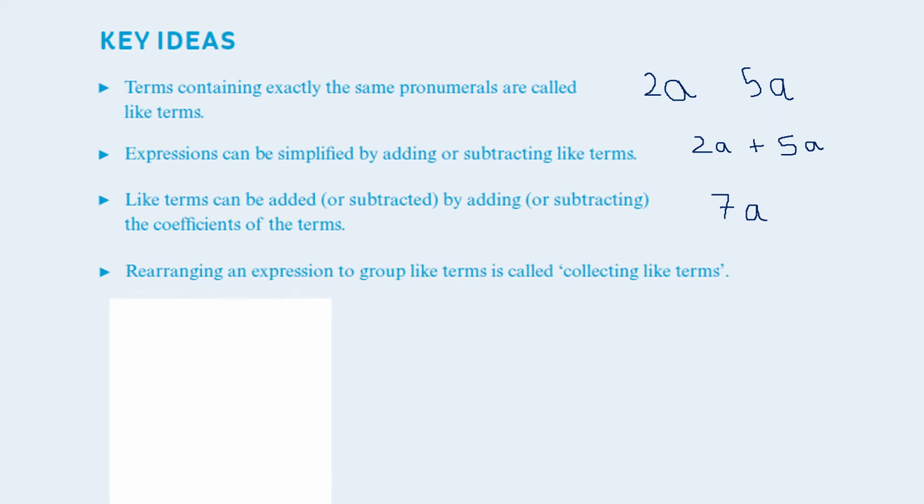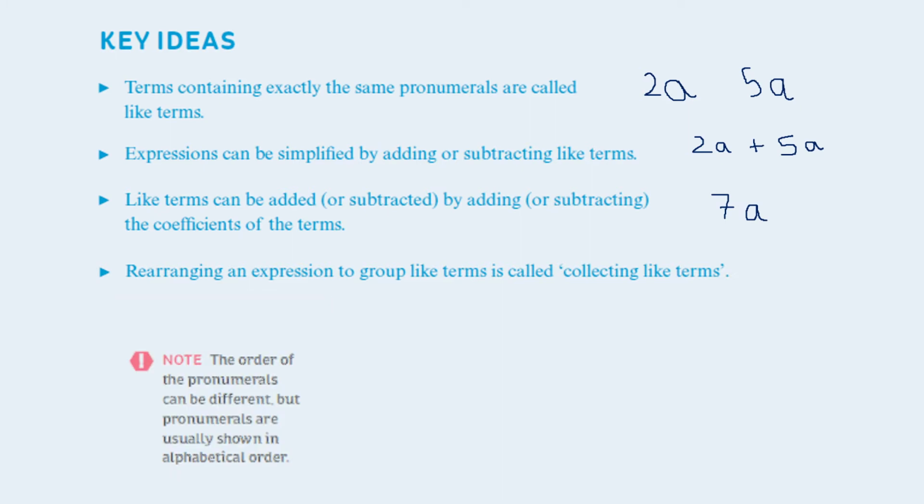This last statement here says rearranging an expression to group like terms is called collecting like terms. When we say collect them, we don't actually physically mean pick them up. We actually mean grouping them in terms of the letters that are the same, and it makes it easier for us to simplify.